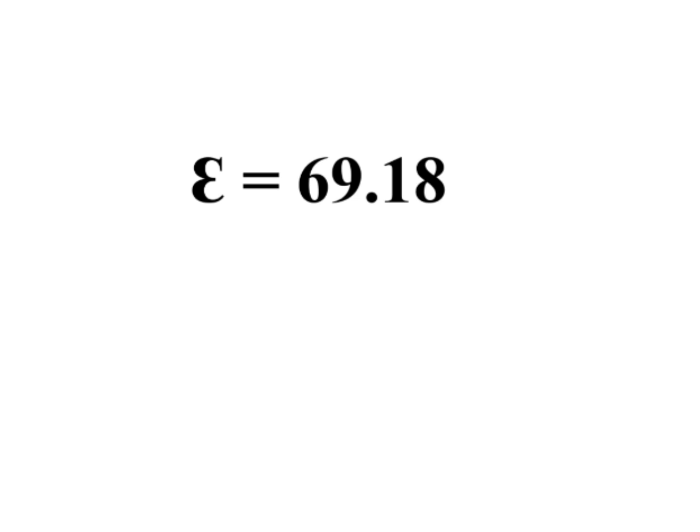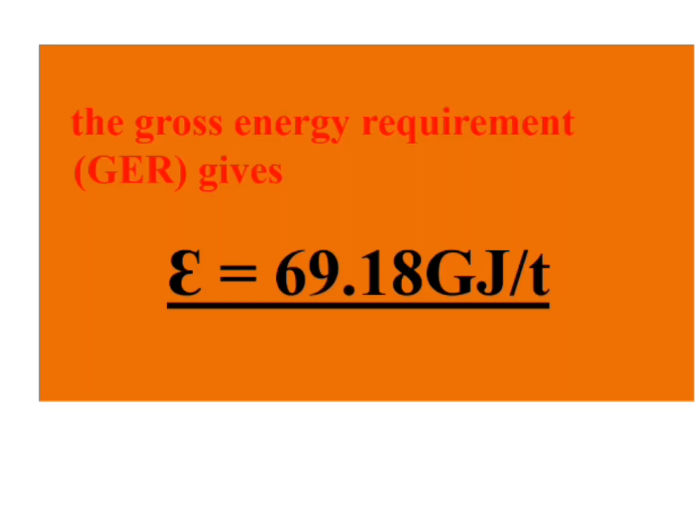And so we can summarize our calculation by saying that the gross energy requirement for a case where the tensile strength is 2.03 is 69.18 gigajoules per tonne.